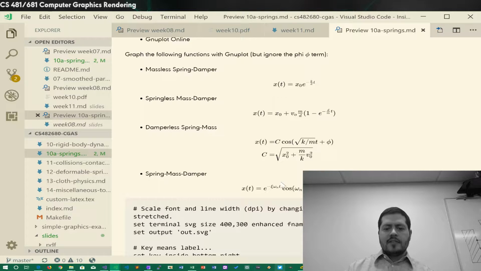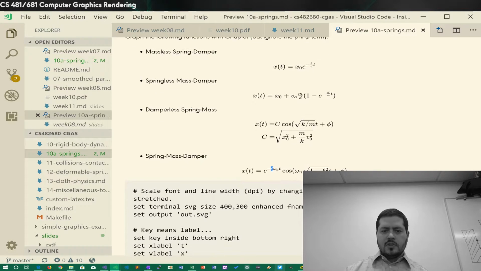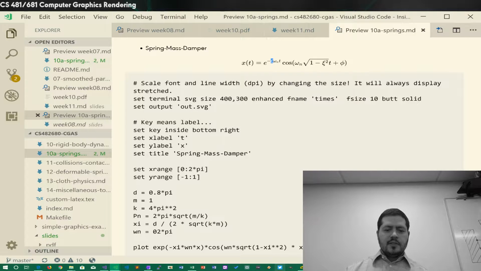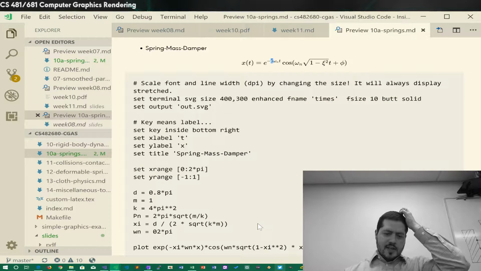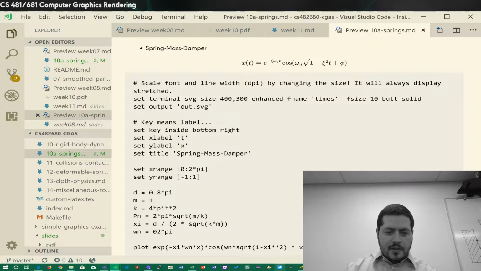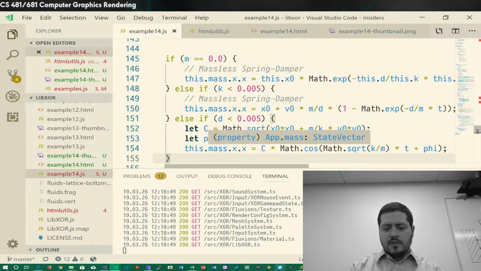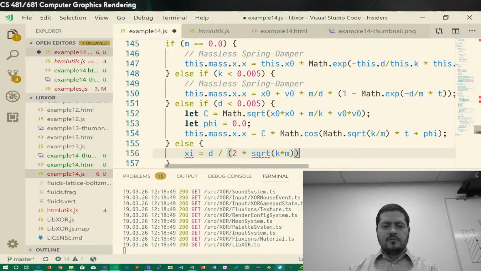Okay, so now let's look at the last one, the spring mass dampers. Now we're going to put all of this together. Basically we have this value xi, which I don't think I told you what the value of xi is, but we have the calculation here. It's d over 2 times the square root of km. All right, I'm going to copy that. That looks like something that'll copy and paste well. Else, if one of these other conditions is not met, then we'll use that.